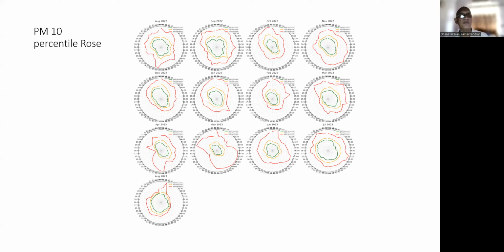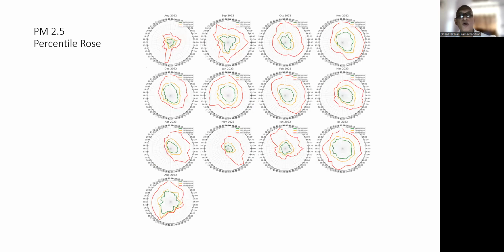Okay, this is the PM10 percentile rose. I have taken 3 percentiles: the 50th, 75th, and the 99th percentile. The red line shows the maximum value and the direction from which the pollution came. Same with respect to PM2.5, the directional views from which maximum pollution came.